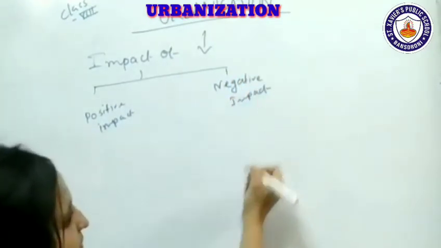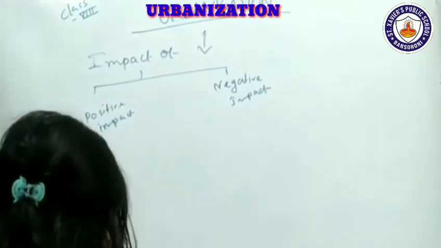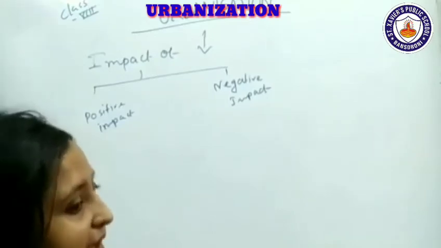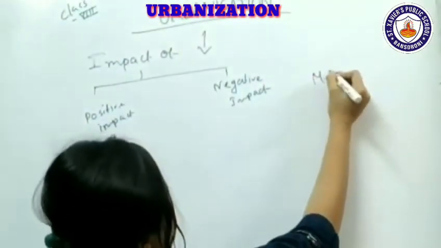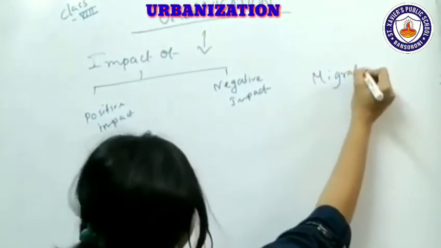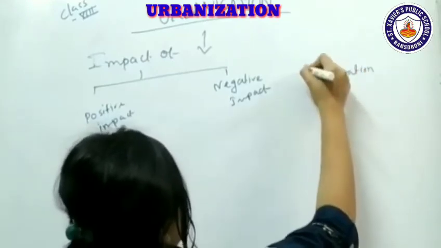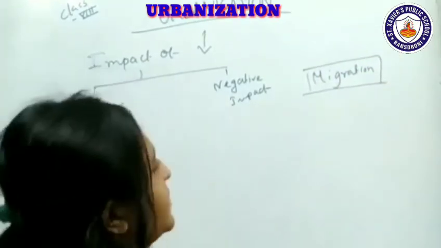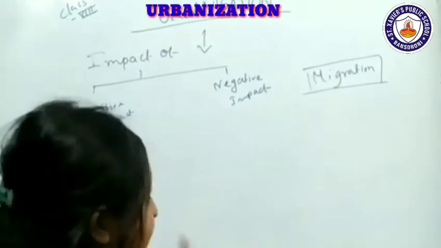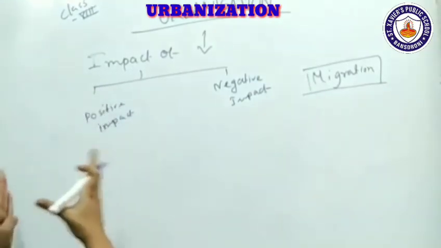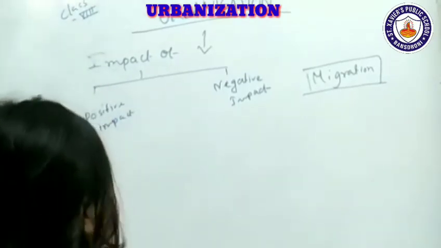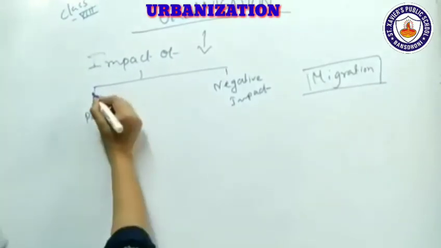In the last videos I explained about the causes of urbanization. What is the major cause of urbanization? It is migration, right? If you check out the last videos, you have the knowledge about what urbanization is and how it happens. So the main cause of urbanization is migration. It has two impacts, positive as well as negative. So what are the positive impacts?